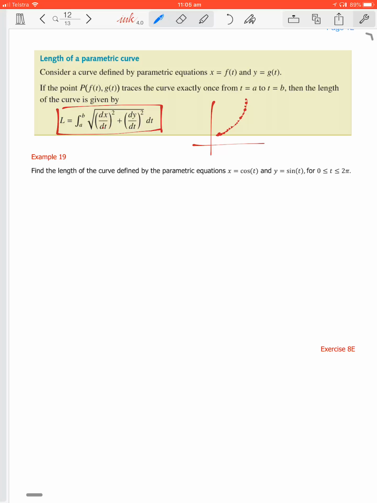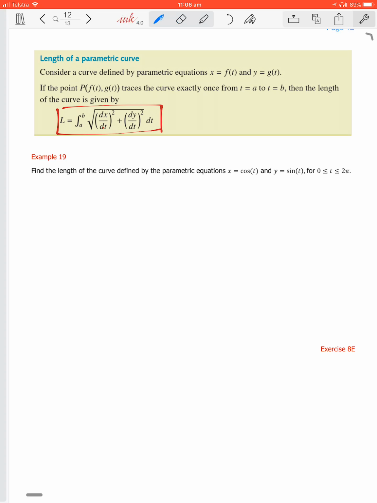Because the change in x is this value, your change in y is this value. If I find that length there, which is the square root of the change in x squared plus the change in y squared, I'm getting this length here, but I'm doing it infinitely many times, so I'm adding up every single little bit of line together, and that gives me my length.